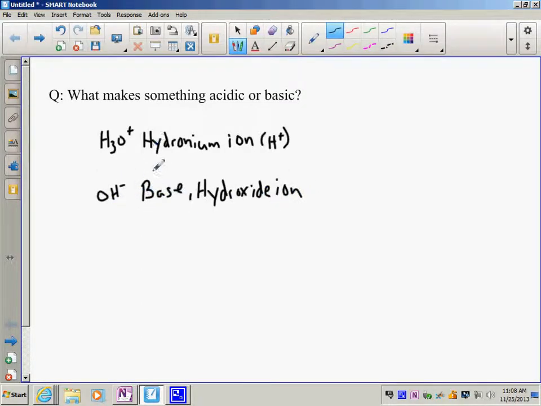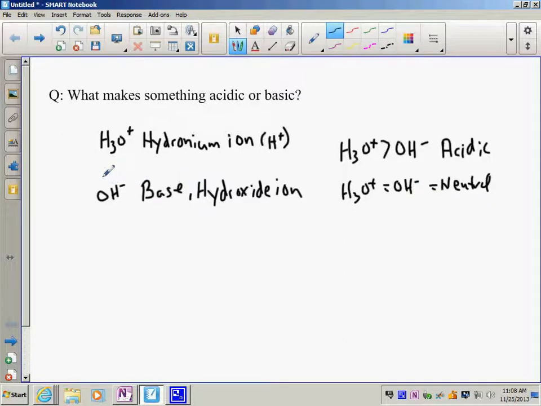I will say that in a solution, if you have a greater amount of hydronium ions than hydroxide, then your solution will be acidic. If you have equal amounts, then you will be neutral. If you have more hydroxides than H pluses, you will be basic. Pretty straightforward.